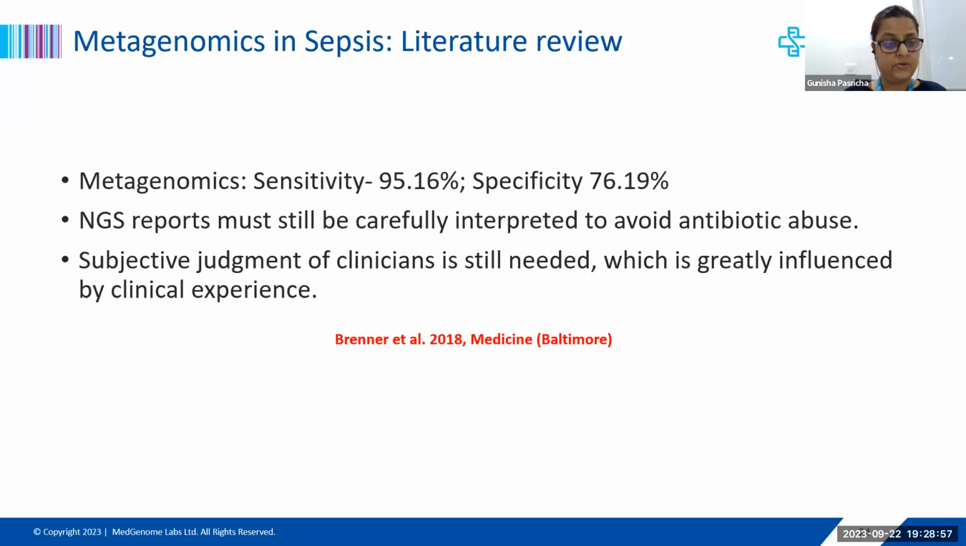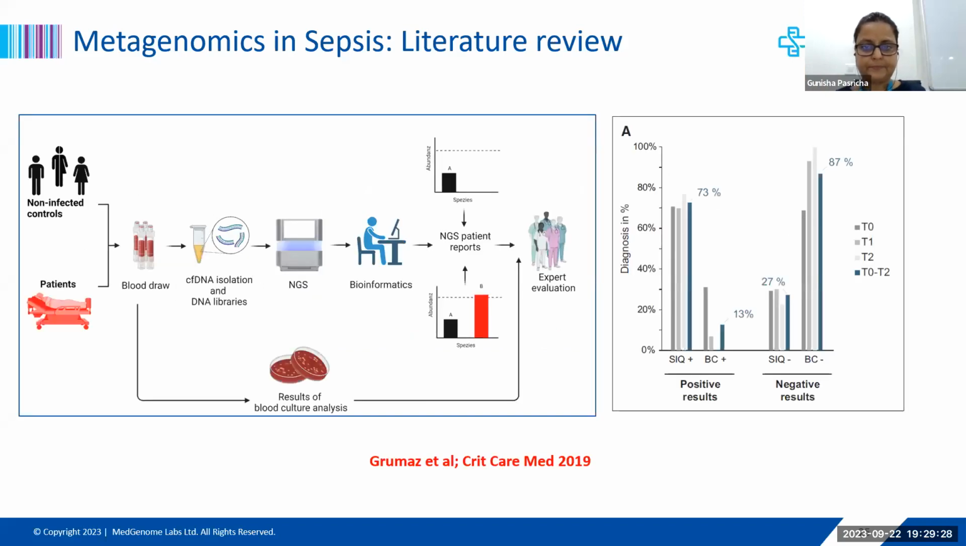This paper also talks about how the subjective judgment of the clinician is still needed, which is greatly influenced by clinical experience also. So it is not all hunky-dory with metagenomics. There are also limitations. I'm going to talk about those too. But this is fantastic in terms of comparison, where the gold standard is giving a sensitivity of 10 to 30%, and even 95% sensitivity or specificity of 76 is a worthwhile thing to go ahead with.